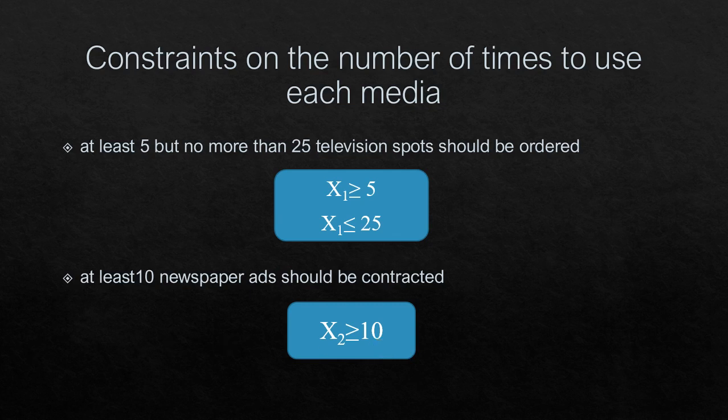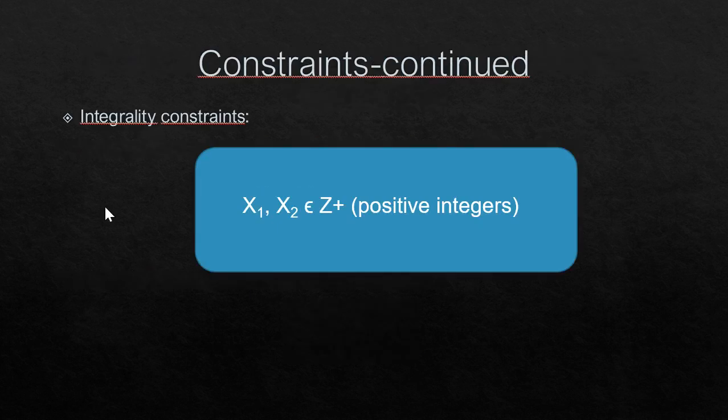And last but not least, we have the integrality constraints. x1 and x2 should be positive integers. Of course, we can't have 0.25 ads or 0.5 spots. So the number of spots or number of ads should be integers, and they also should be positive. We can't have -1 spot or ad.